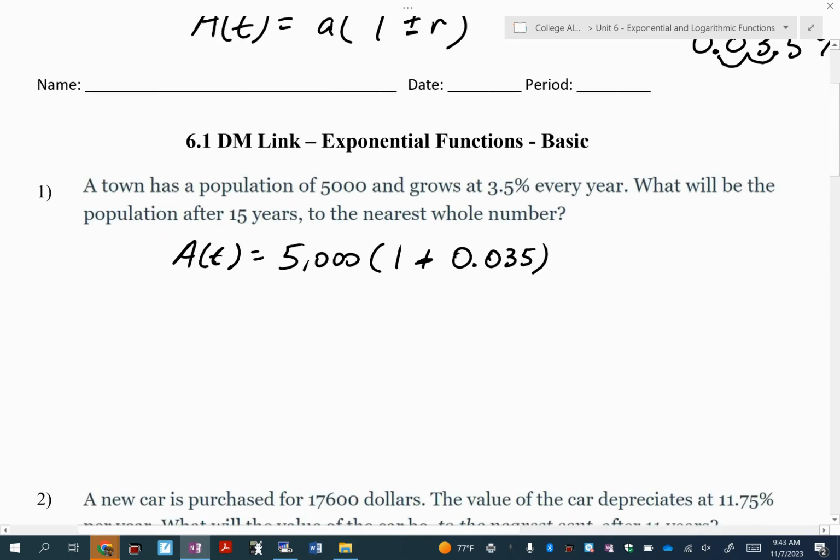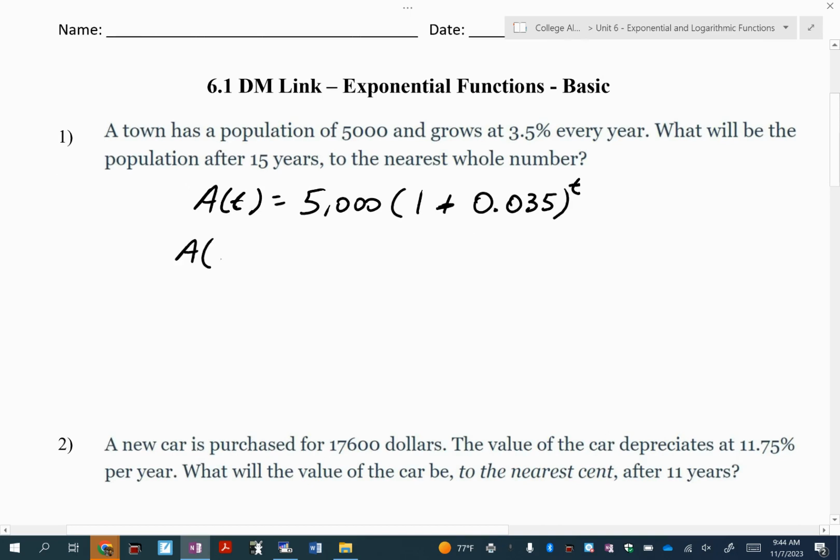Don't forget, this needs to be raised to the power of t. What is t? Time. T is time. All right, so we're doing 15 years.